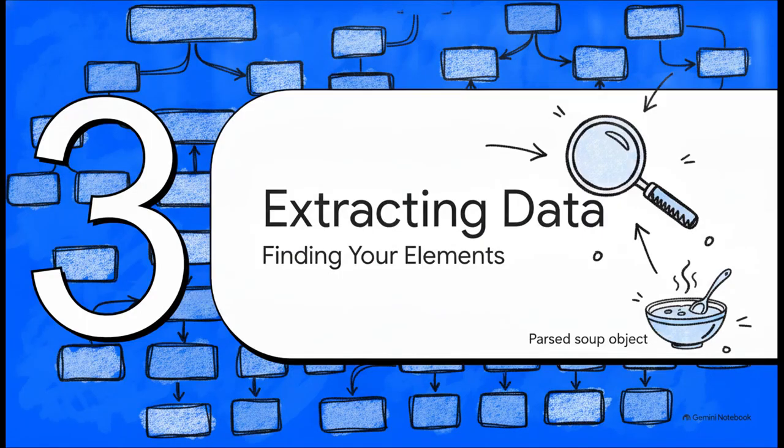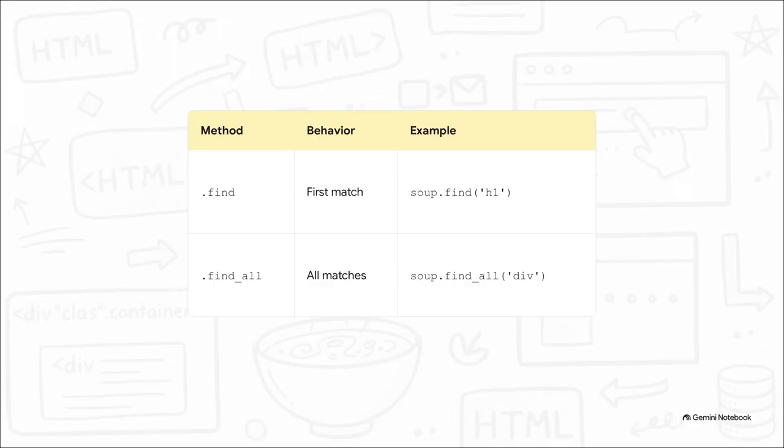Section 3, Finding and Extracting Data. Now let's look at how we can intuitively search that DOM tree using our foundational toolkit. You essentially have two primary commands here. First up, the .find method. This locates the very first element that matches your criteria. So, soup.find('h1') will grab the very first heading element it encounters anywhere on that page. Simple, right? On the flip side, .find_all does exactly what it sounds like.